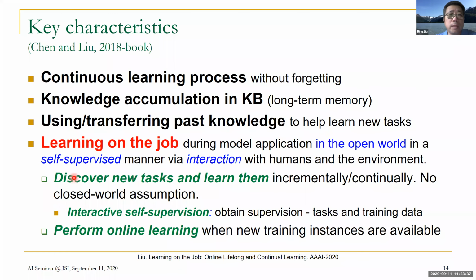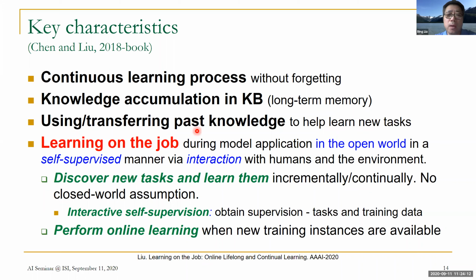So what are the key characteristics? The first one is the continuous learning process. And first, of course, we want to learn without forgetting. You don't want to learn one new thing and then forget the past. This is not really reflected in the figure, but it has to be reflected in the algorithm itself. The next one is knowledge accumulation, which is essentially like a long-term memory, using and transferring past knowledge to help learn new tasks and also to solve new problems.